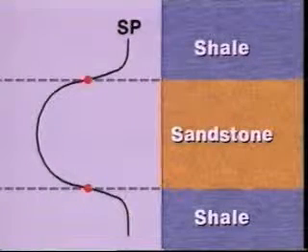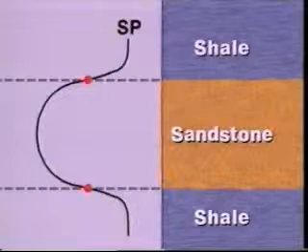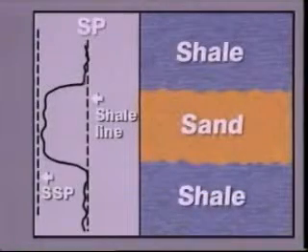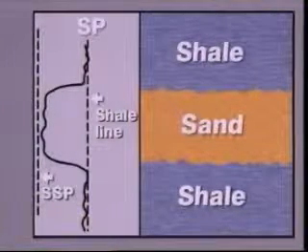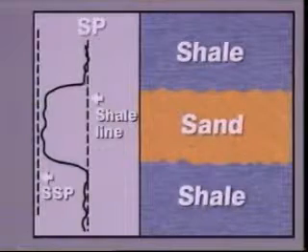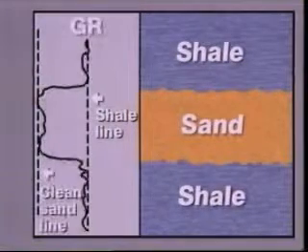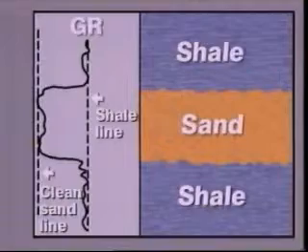Note that the boundary of a bed is picked at the inflection point along the log curve. A qualitative indication of shale content in a formation may be determined by the amount of curve deflection between the shale baseline and the SSP in the case of the SP curve, and between the shale baseline and a shale-free clean formation on a gamma ray log.